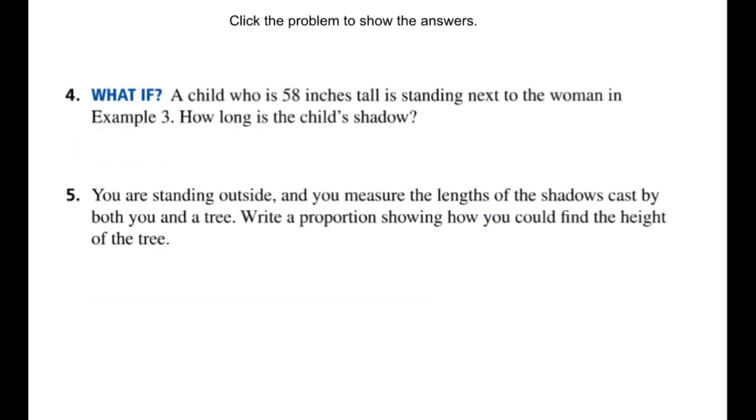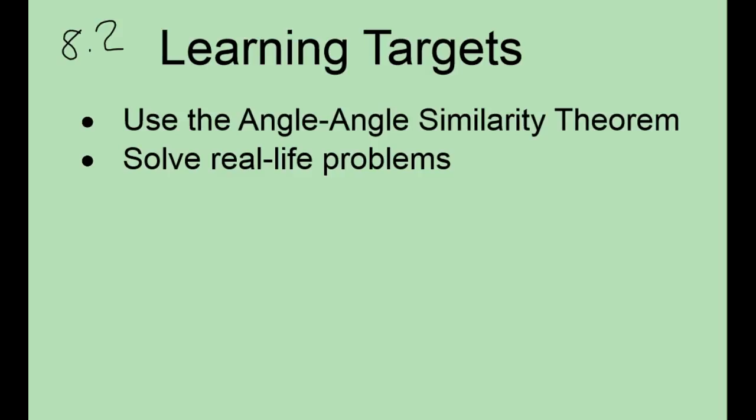So now here's your last couple of monitoring progress. Try them and see how you do. This was actually a pretty short section using these theorems. Okay, so let's look back at our learning targets. Our first one is use the angle-angle similarity theorem. So this we're going to be using multiple times, either to show that the triangles are similar, or if we're given similar triangles, to find the angles that are congruent. And then we use this to solve some real-life problems. So now that we've gone through these learning targets, go ahead and start working on your homework for 8.2.